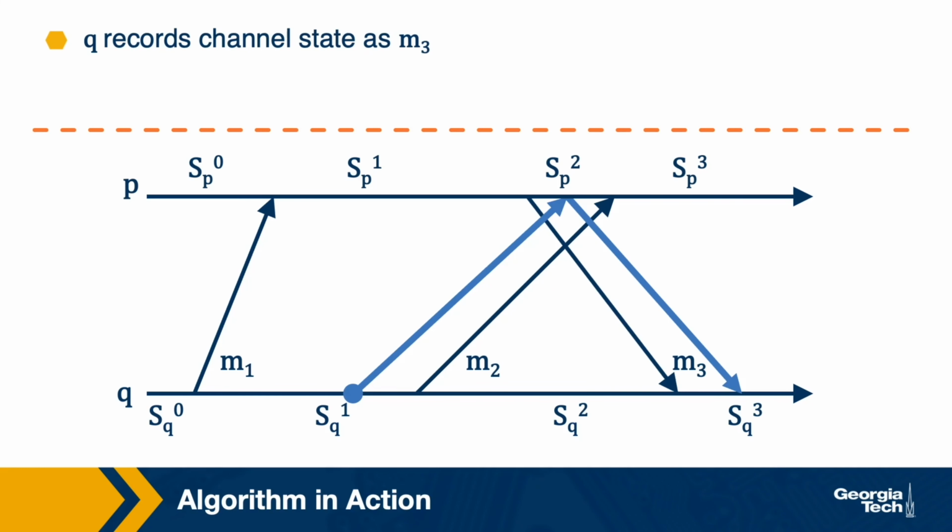Now, if we take a look at these events here, we see that M3 arrived at process Q before the marker message.